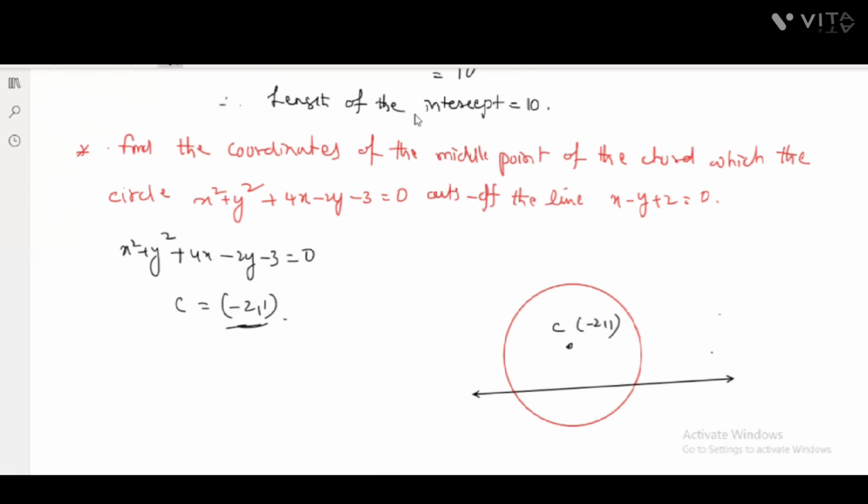So what they're asking to find here is the middle point of the chord. Let's think this line intersects at P and Q. If you draw a perpendicular to this line where it intersects, this is nothing but the middle point of PQ. So how can you find the middle point of PQ? The line they have given is x minus y plus 2 is equal to 0. You will observe clearly that this point M is nothing but the middle point. What we have to find here is that this M becomes the foot of the perpendicular with respect to the line x minus y plus 2 is equal to 0.